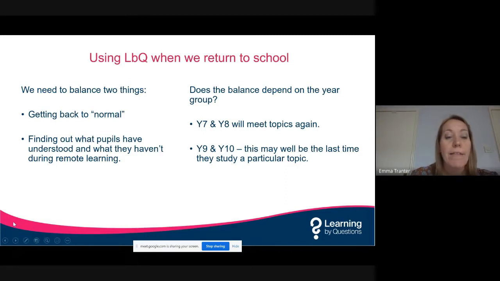And I think the balance of how that sits time-wise and what we do about it really depends on the year group. I think for year 7 and 8, we can be confident that they're going to meet topics again, and there's going to be a chance to redress any gaps, dare we say that word, in learning. And with 9 and 10, that's very different, because it might be the last time they study a particular topic in the scheme of learning.